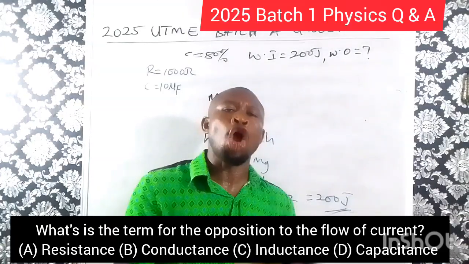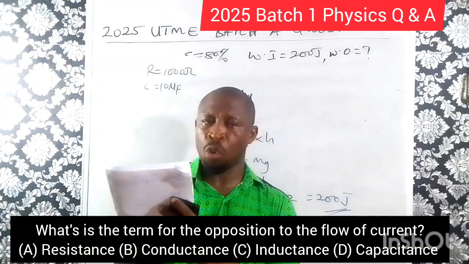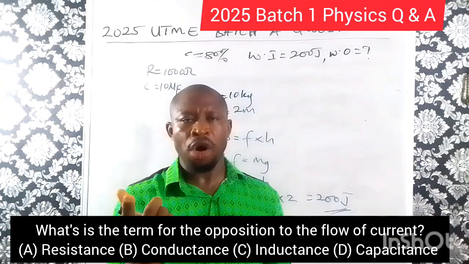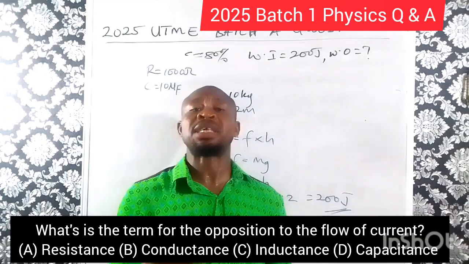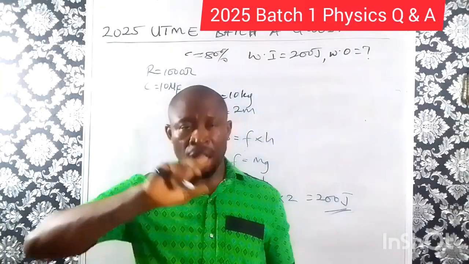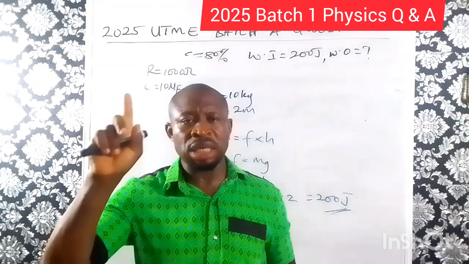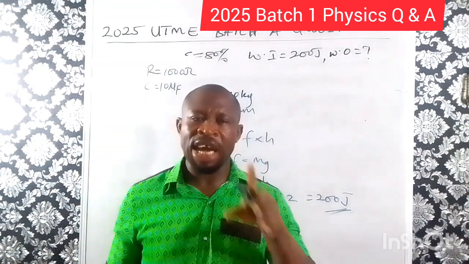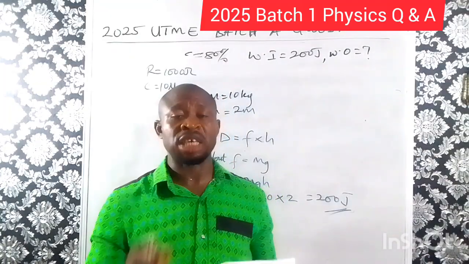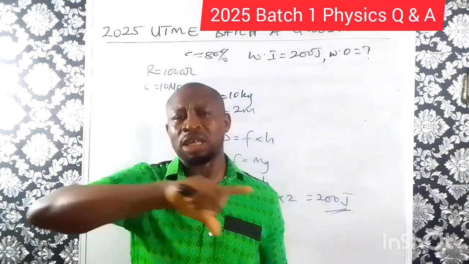So in an AC circuit, inductance opposes the flow of current, capacitance also opposes the flow of current, and resistance opposes the flow of current in an AC circuit. But if it is just a DC circuit or just an electric circuit, please choose resistance, please.